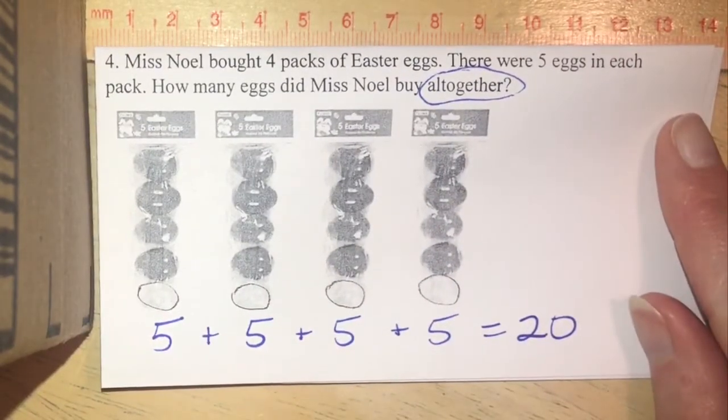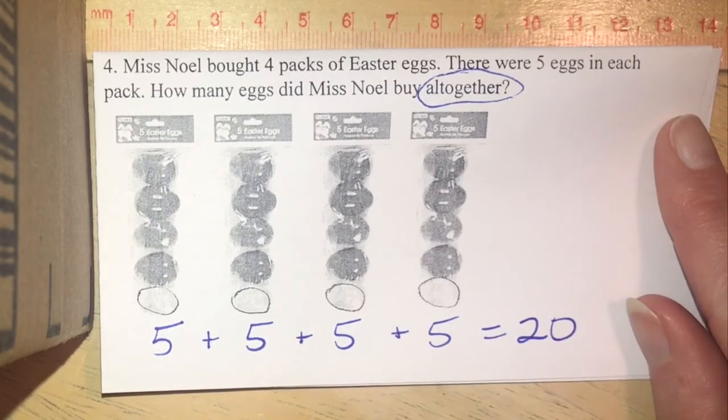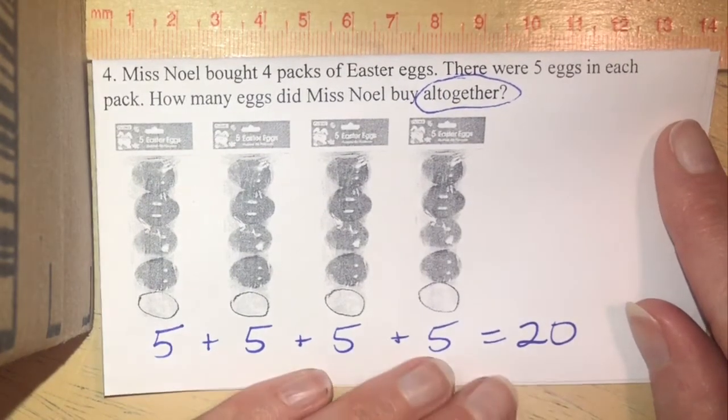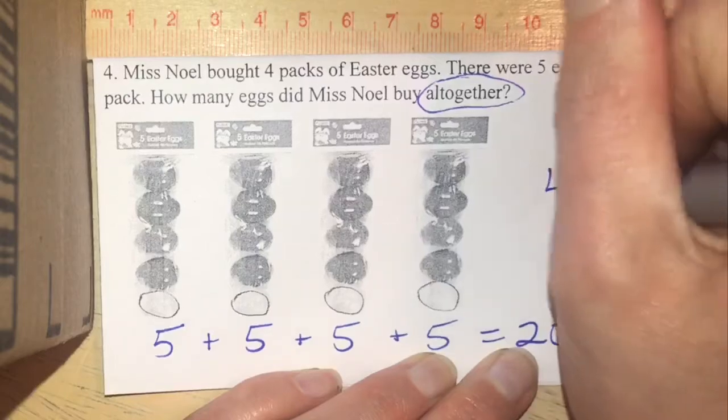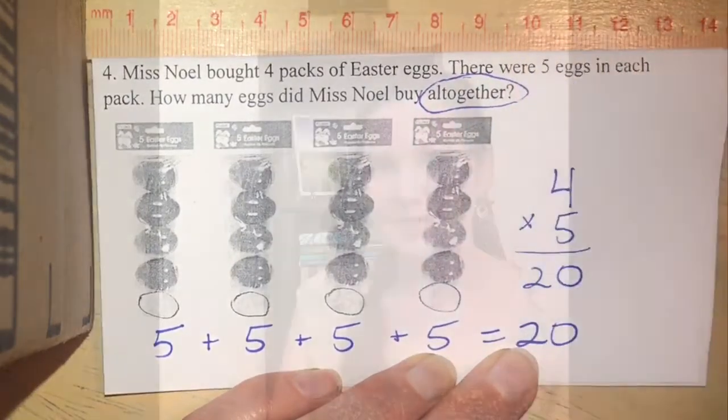And if you're a person who was ever in my 3rd grade class, you might know that this is not only an addition problem, it can also be expressed as a multiplication problem. We could say that this is 4 groups of 5, which is equal to 20 in all.